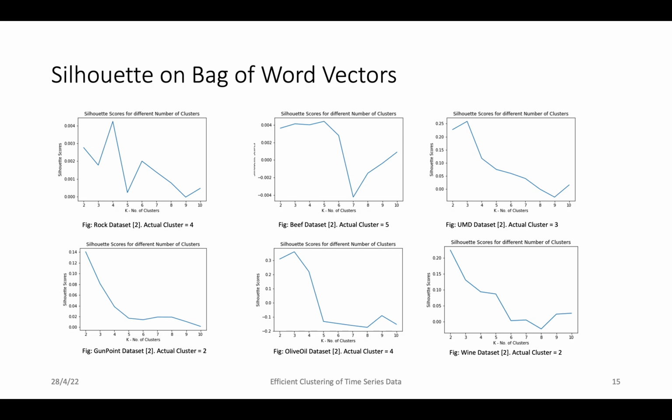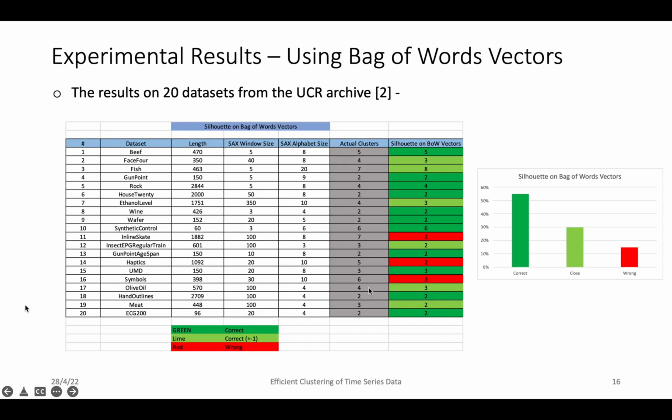Now we used those vectors to predict the number of clusters, and we use the Shewhart coefficient on those bag of word vectors, and we can see here that our results are quite satisfying. For the actual number of clusters 4, it peaks at 4. Here for 5, it peaks at 5. For 3, it peaks at 3, and so on. And for the 20 datasets that we used before, the results seem quite good. We can predict the actual number of clusters absolutely correctly 55% of the time. It gets close, off by 1, 30% of the time, and it was wrong only 15% of the time.